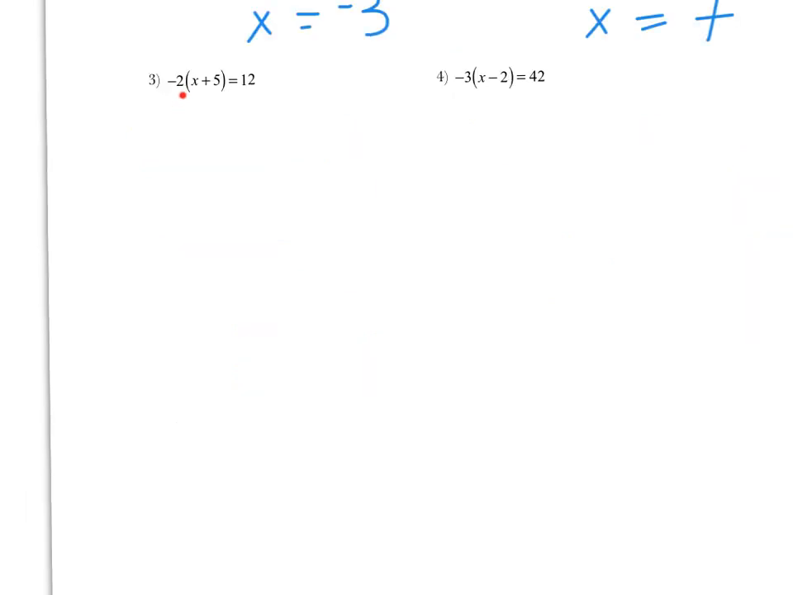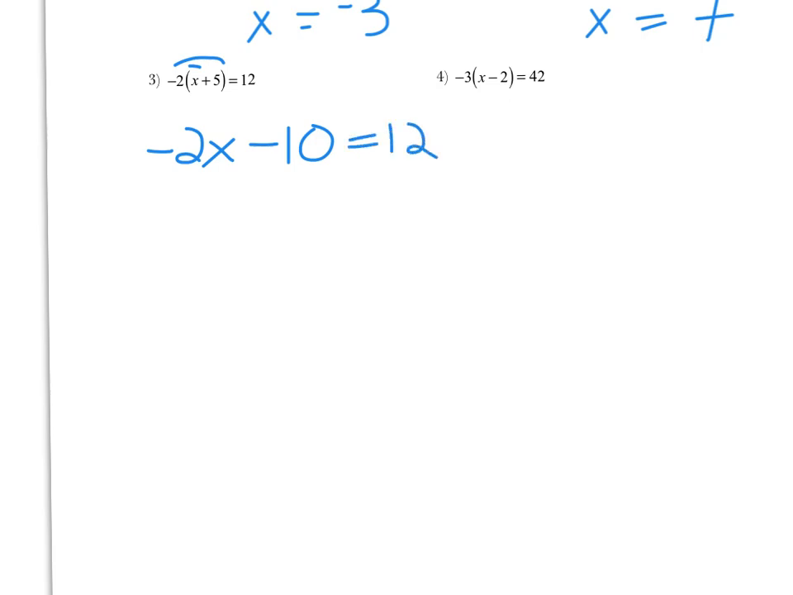Now, in both of the last two examples, notice that we're distributing a negative number, which doesn't really change anything, but it does mean we need to be pretty careful. So when I distribute a negative 2, remember that that's going to change the sign of everything. So negative 2 times x will make it a negative 2x. Negative 2 times a positive 5 makes it a negative 10. So be careful with that. You can always double check that in your calculator.